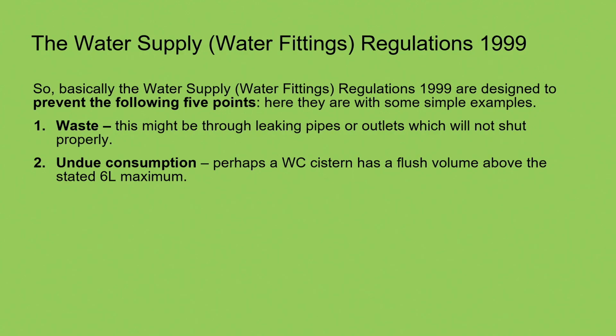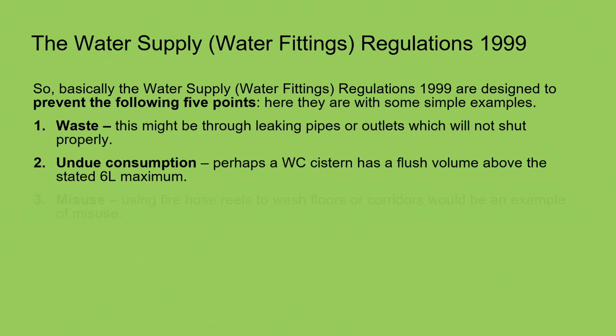Undue consumption. Perhaps a WC has a flush volume above the stated 6 litres maximum that the law requires now. So if you've got an old-fashioned WC or toilet at home and it's still flushing 7.5 litres, this is classed as undue consumption. If you're not on a water meter, the water undertaker will never know about it, but if you've got a water meter, you want to get this changed anyway because you're using more water than you need to, and you're getting charged for it. So you want to try and save money.